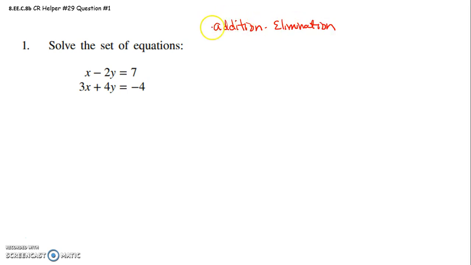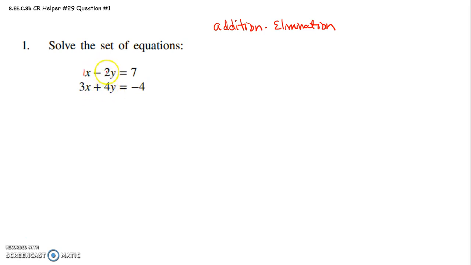It's where we add the two equations together and eliminate one of the variables. So you have to have the coefficients on the variable match, and they have to have opposite signs. So like here, this is a positive 1x, that's a positive 3x. Oh gosh, they don't match and they don't have different signs. Here, at least they have different signs. This is negative 2y, that's positive 4y.